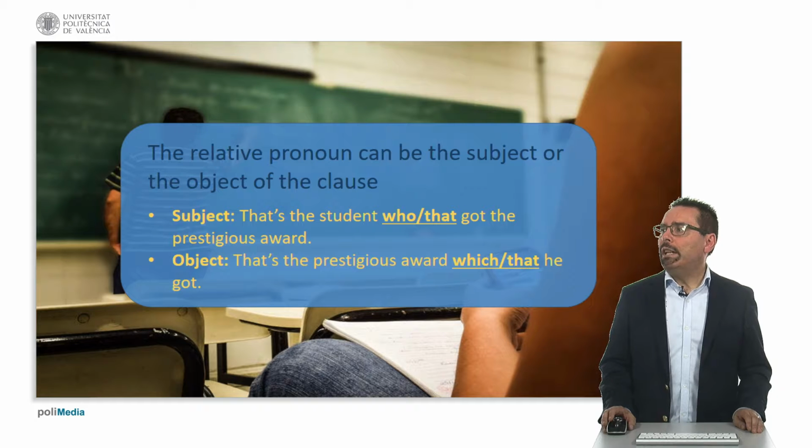As a subject, we have the following example. That's the student who or that got the prestigious award. In this case, who or that is the subject of the "got the prestigious award" clause. They can also be the object. For example, that's the prestigious award which or that he got. So they can be the object or the subject of the relative clause.